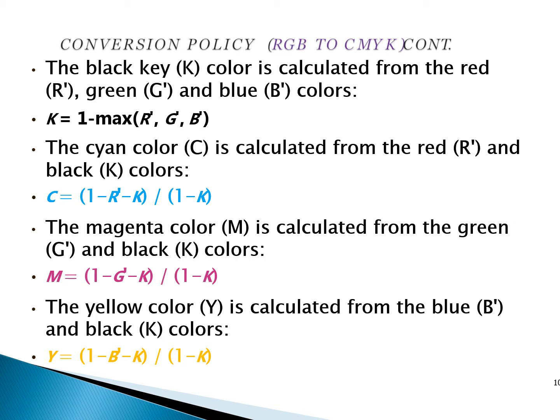The cyan color is calculated from the red and black color using this formula: C is equal to (1 minus R dash minus K) divided by (1 minus K), where K is the black color and R dash is the red color. Similarly, we can calculate the magenta color as well as the yellow color. The magenta color is calculated from the green and black, whereas the yellow color is calculated from the blue and black colors.